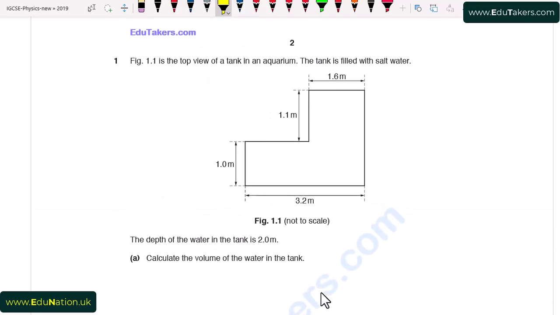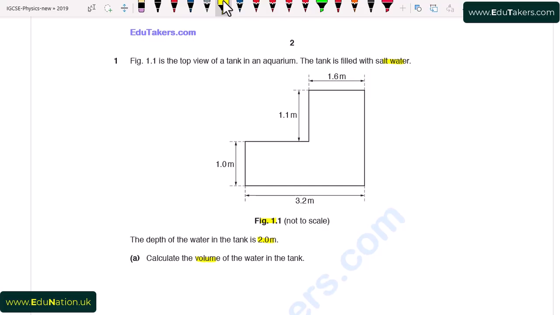Question number 1. Figure 1.1 is the top view of a tank in the aquarium. The tank is filled with salt water. So here is Figure 1.1, and we can see that it's a top view of the tank and it is filled with salt water. The depth of the water in the tank is 2.0 meter. Part A. Calculate the volume of the water in the tank. Here we have to calculate the volume of the water.